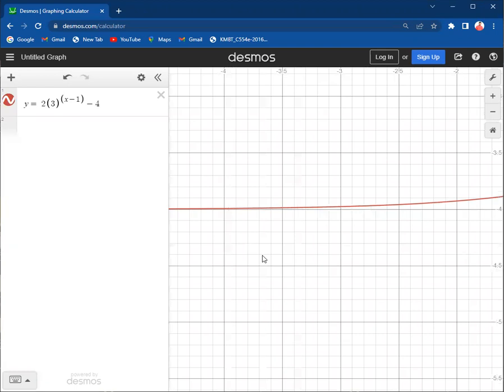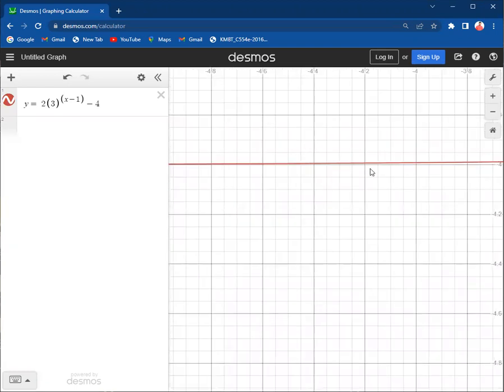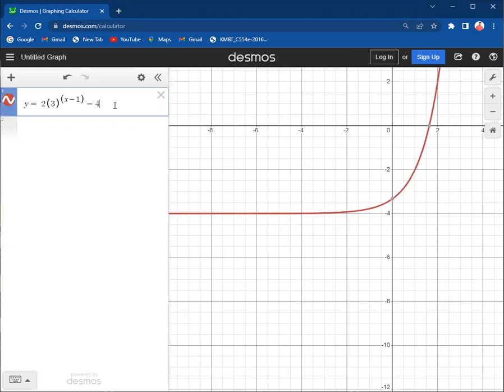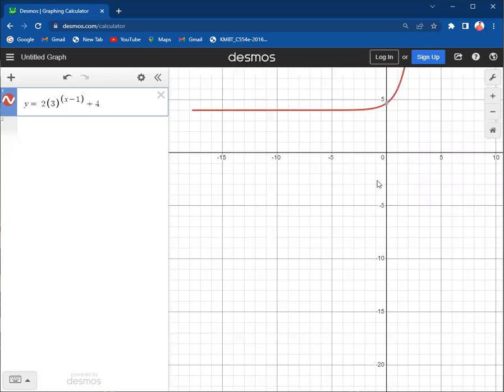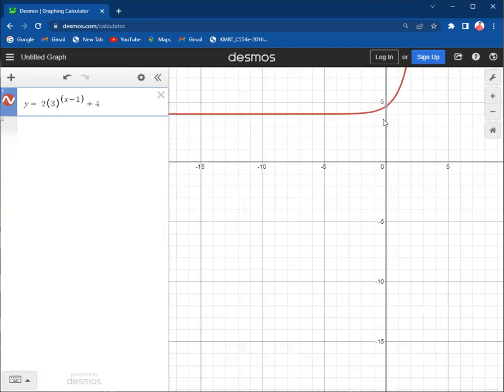If I zoom out more and more, you'll see that the graph does not actually touch this line of -4. Let's make it -3 and see. You see? Now the asymptote is on -3. Okay, we're going to make it positive 4. Let's see where our graph is now. Our graph is now having an asymptote at 4.